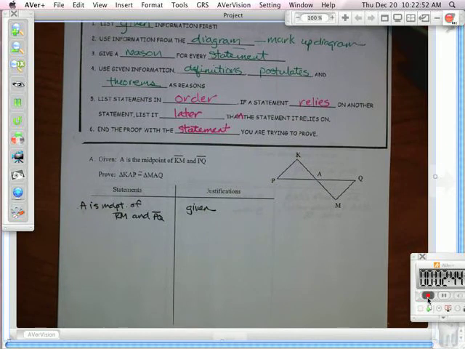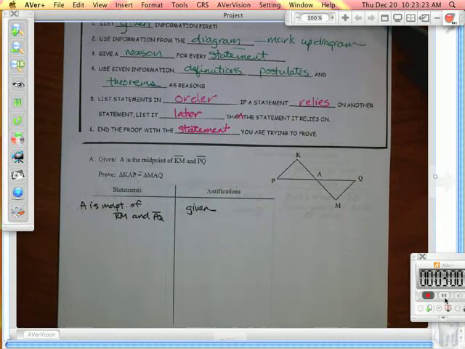Okay, let's just try it. We're just gonna jump in. It's all reasoning, logical reasoning. That's all proofwriting is about. Logical reasoning, step by step.